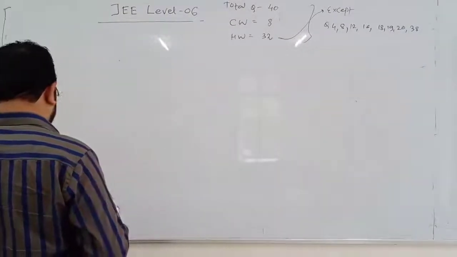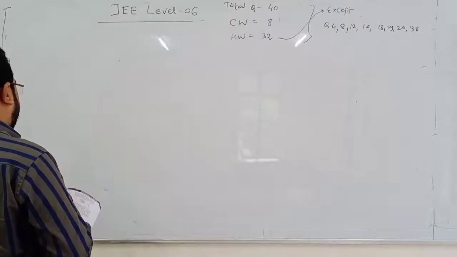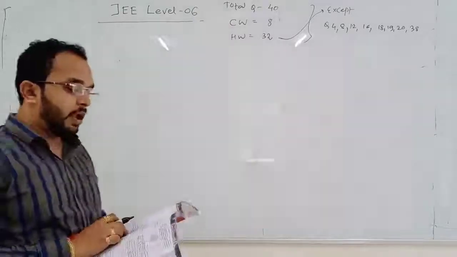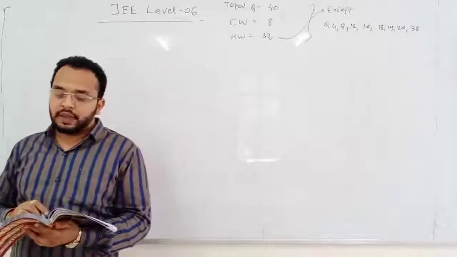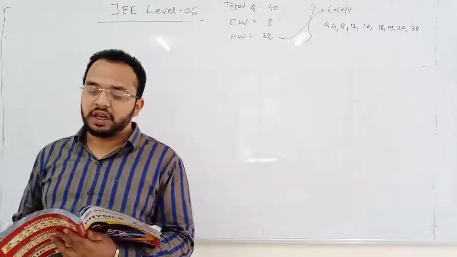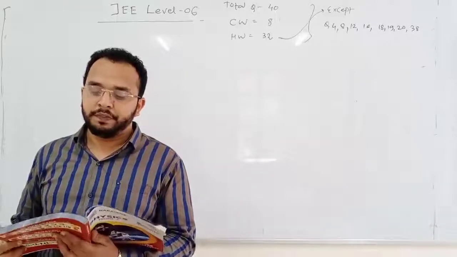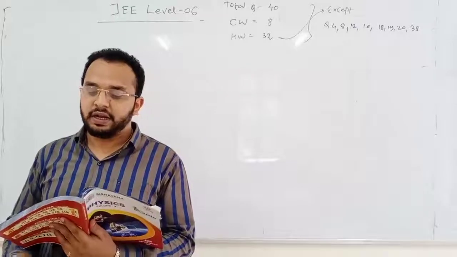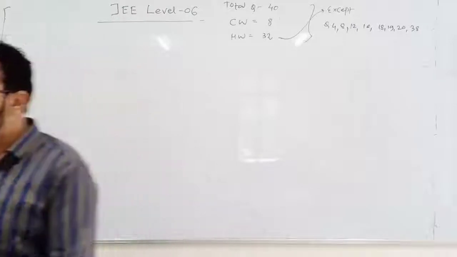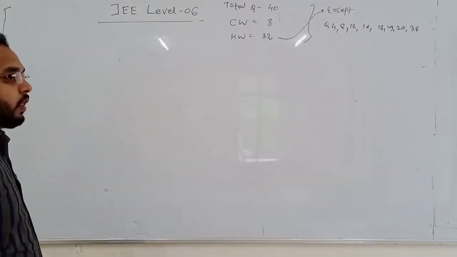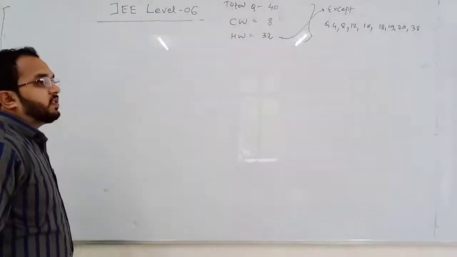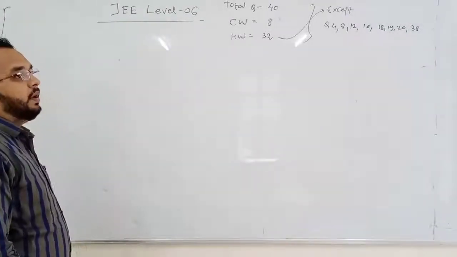The first question: in a photoelectric experiment with light of wavelength lambda, the fastest electron has the speed v. The exciting wavelength is changed to 3 lambda by 4. The speed of the fastest emitted electron will become. Look, fastest electron is mentioned. Okay, now for the fastest electron, what did we do?